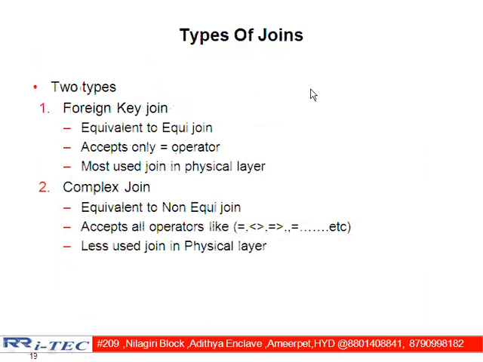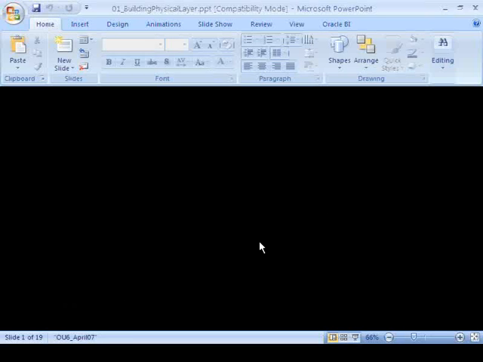My concentration is on the physical layer. There is a reason I gave only 2 types here. Foreign key join. Second is complex join. Foreign key join is equivalent to equi join, which accepts the equal to operator. It is the most used join in the physical layer. Complex join is equivalent to non-equi join, which accepts all operators like equal to, greater than, and so on. It is the less used join in the physical layer. Am I clear? With this, your slide is completed.